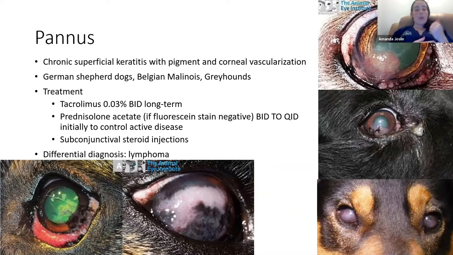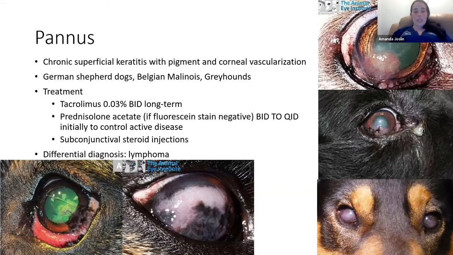But again, in the outer lower corner of the eye, you see increased pigmentation. Creeping onto the eye, you see the pigment and the granulation tissue. These animals are expected to be immune mediated and it's exacerbated by UV light. So I start tacrolimus 0.03% twice a day, which will be a long-term treatment. If stain negative initially, I start with prednisolone acetate, anywhere from twice to four times a day.